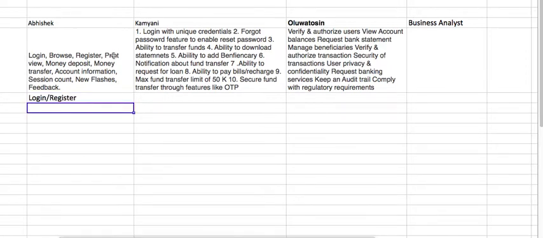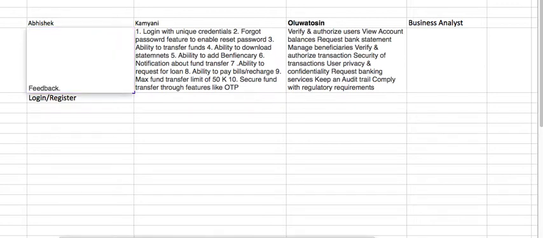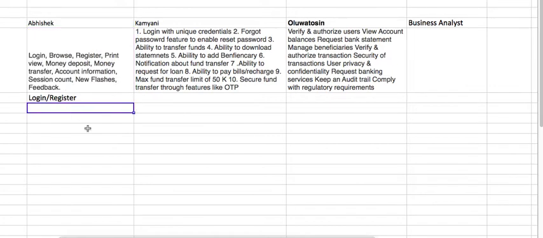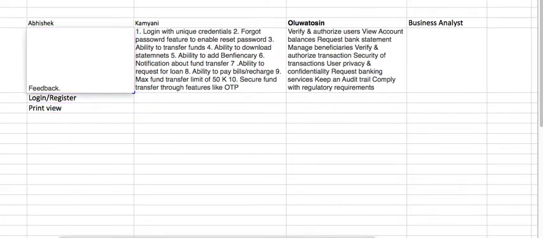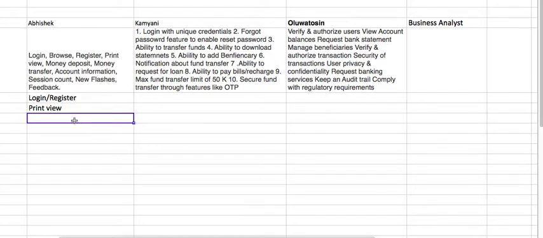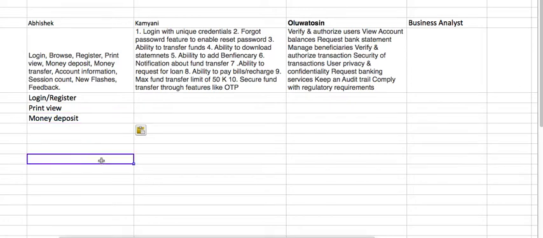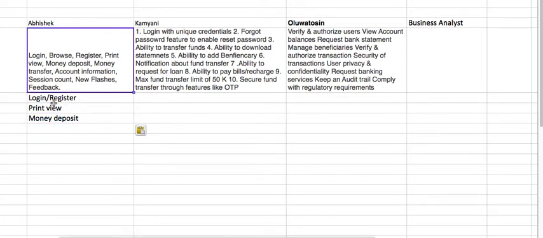Okay. Print view. What is a print view? Now there are so many print views. Any specific print view you want to mention? Okay. Browse services.